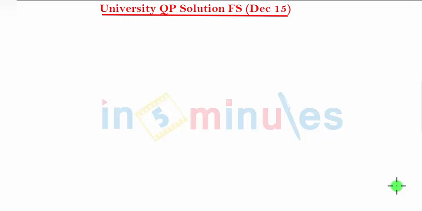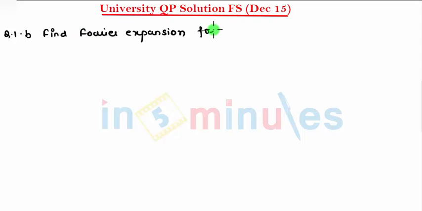Now we will be starting with the Fourier series solution for December 15. So the first question is question number 1.B. Find the Fourier expansion for f of x is equal to 2x minus 1 in 0 to 3. So we need to find the Fourier series for this.